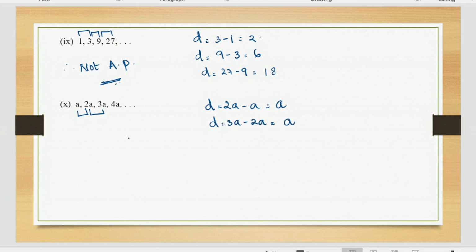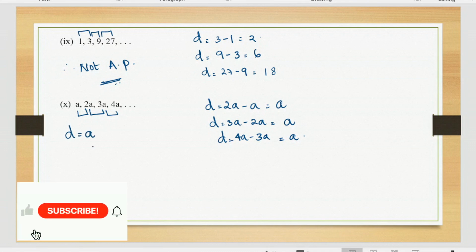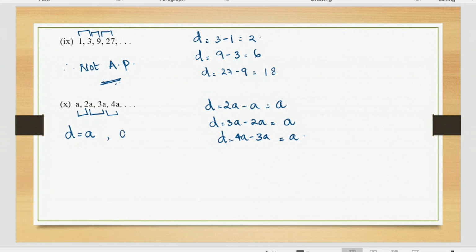which is A. And the common difference between the last two terms, which is 4A minus 3A, which is also A. So we can say the common differences are the same, with the common difference as A between the terms, so it is an AP, and the first term is a equals A. Clear? Now let us find the fifth term, sixth term and seventh term.